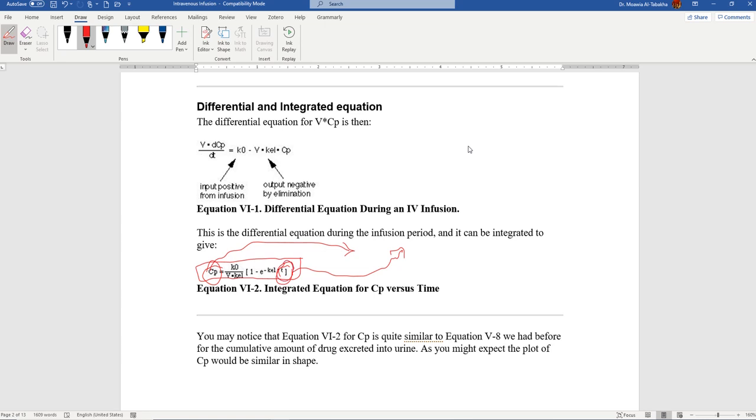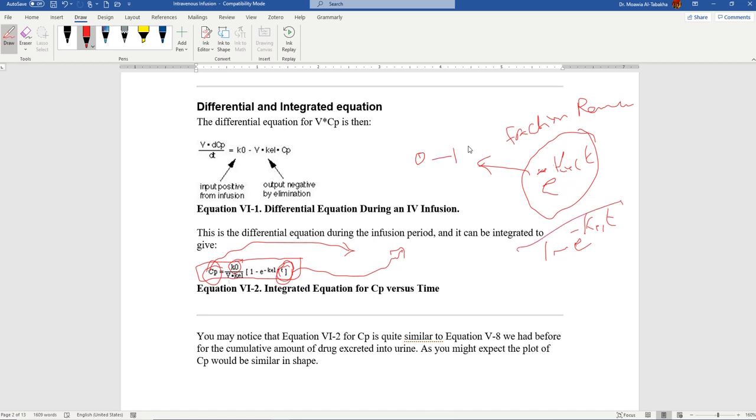So CP equals K0 divided by V of KL, which is the clearance. So K0, the input, divided by the clearance V of KL, multiplied by 1 minus e to the power of minus KL times T. Before, in IV bolus administration, we talked about e to the power of minus KL times T. Now we are talking about 1 minus e to the power of minus KL times T. Previously we called this the fraction remaining, and it ranges from 0 to 1.